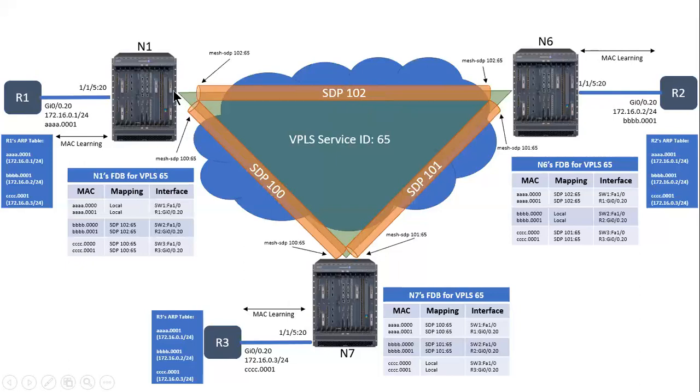So we can see that each provider edge router eventually learns the MAC addresses of each other provider edge router and also maps those MAC addresses in their forwarding database. So N1 knows that frames destined for a device whose MAC address begins with C gets forwarded out SDP 100. And of course, N7's mapping is that these MAC addresses that begin with C are local, so it egresses it out the SAP 115:20.